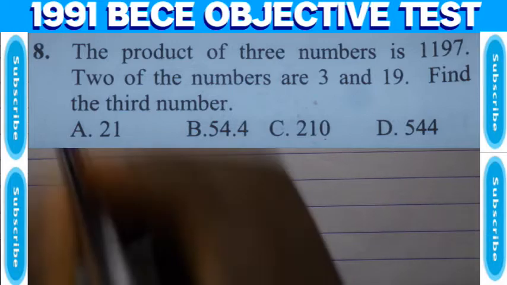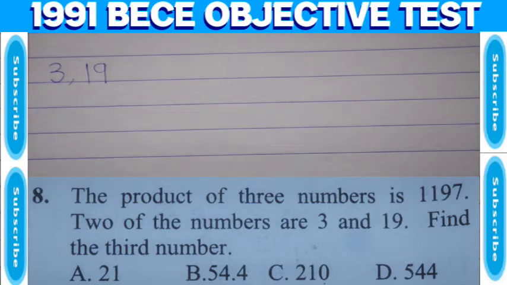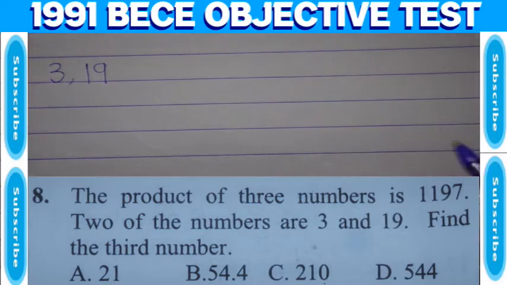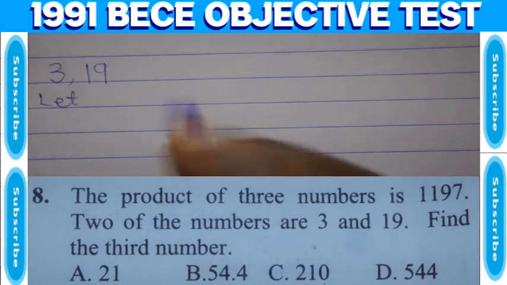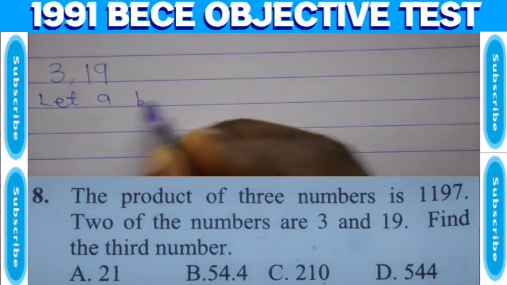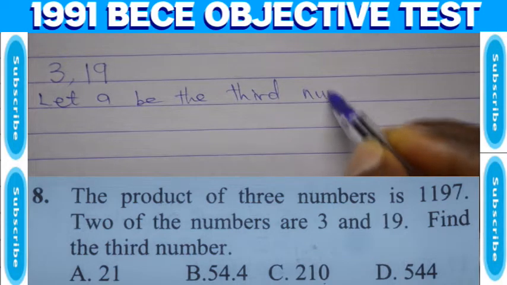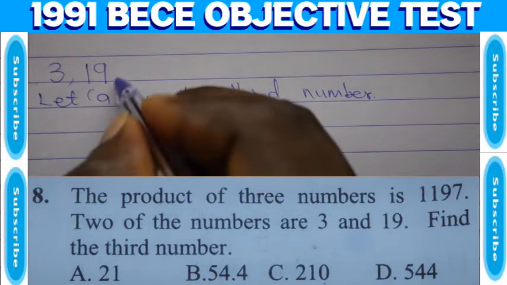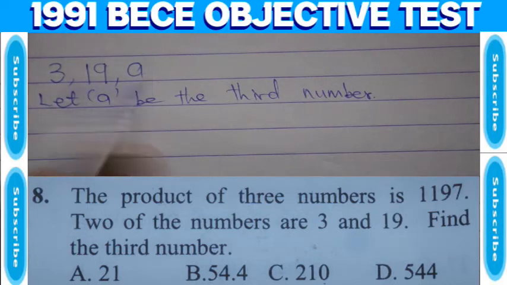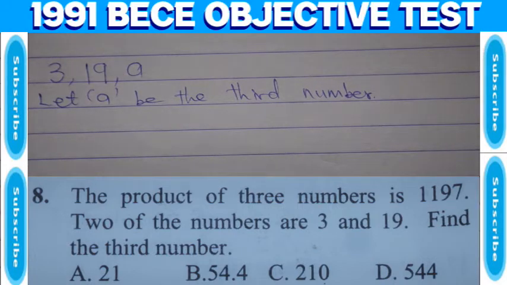So we have three numbers. We have 3, 19, and then a third number. That third number is not known. So let A be the third number. So A over here is the third number. When all of these are multiplied, the product gives us 1197.